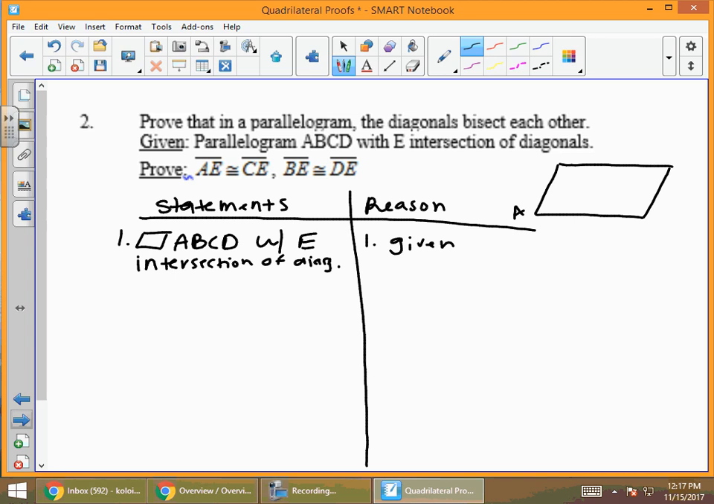So we have ABCD. We know we have diagonals. So I'm connecting, and to make your diagonals again, you're just connecting the opposite corners. And it said E is where they intersect. That's their intersection point.